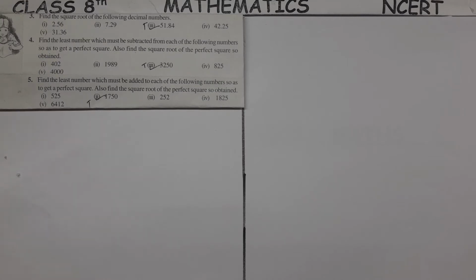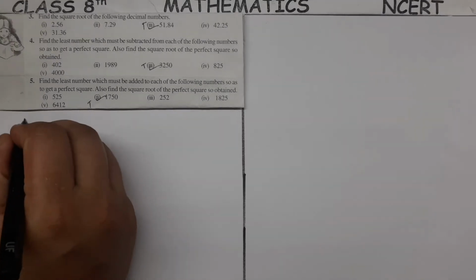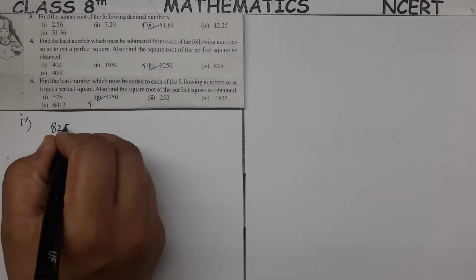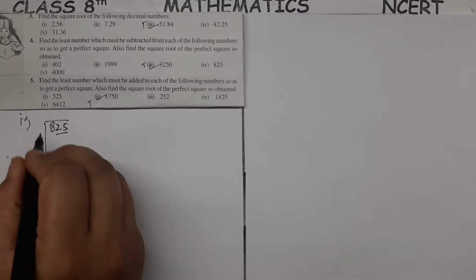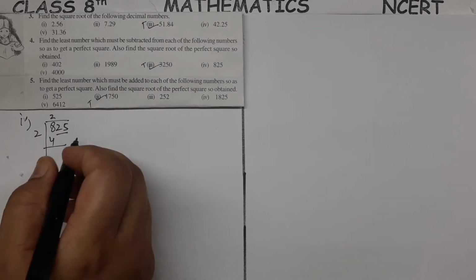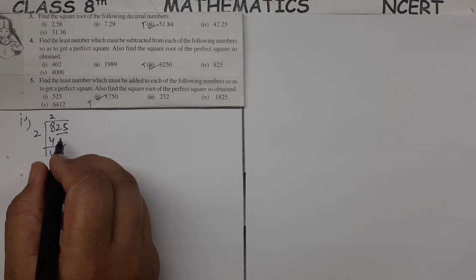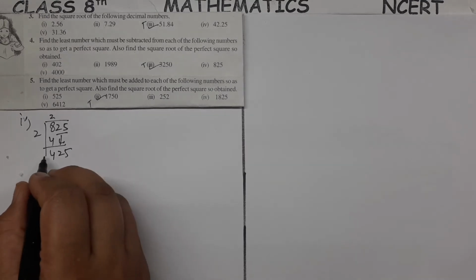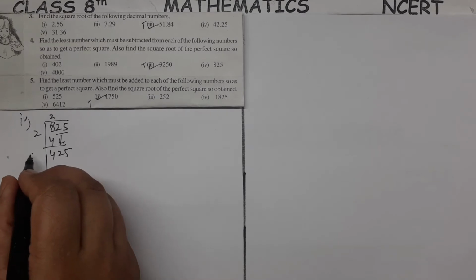Sum number 4, part 4th: 825. Pair 2, 2 2s are 4. Subtract 4. Pair 25 right here. Double of 2 is 4.